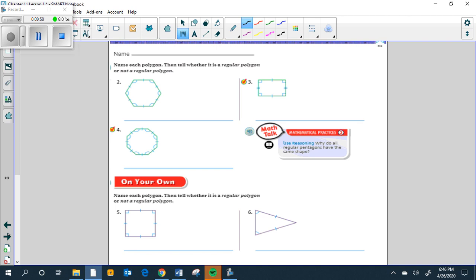Go ahead and pause the video, work through number 2, then check back. If we take a look at number 2, we can see that it has 1, 2, 3, 4, 5, 6 sides. All of the sides are congruent. They all have one line through them. All of the angles are congruent. They all have one curved mark there. So that would mean that this shape is a hexagon. And since everything is congruent sides and angles, it is regular. Pause the video and work on number 3.